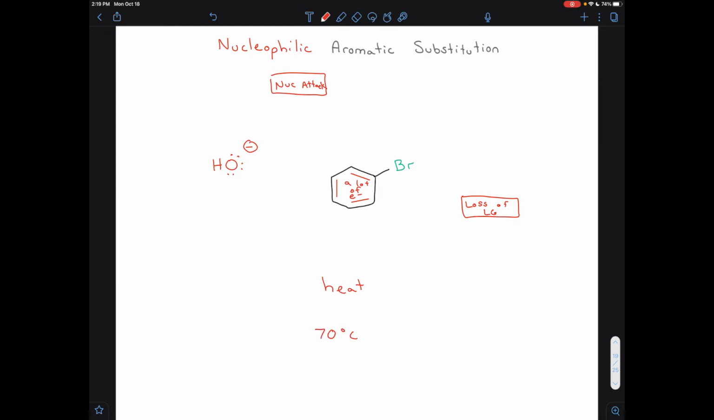In the second mechanism, you have to add above 300 degrees. So let's just say 350 degrees Celsius. So that's a big difference in heat. So why the difference? It has to do with a requirement.